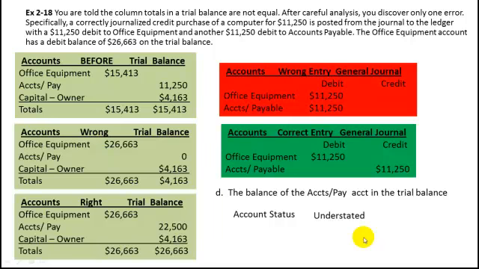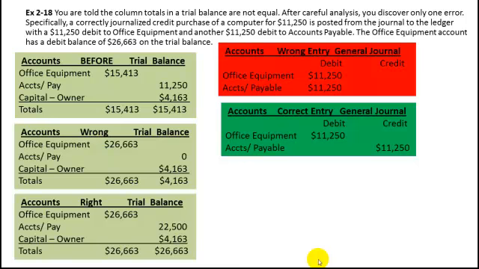The account status there is it's understated. You see, the accounts payable balance in this incorrect trial balance is 0, and it really should be $22,500, assuming we had enough of a balance to absorb that incorrect entry. And therefore, its amount out is $22,500. And now we go to part 2 of this problem.